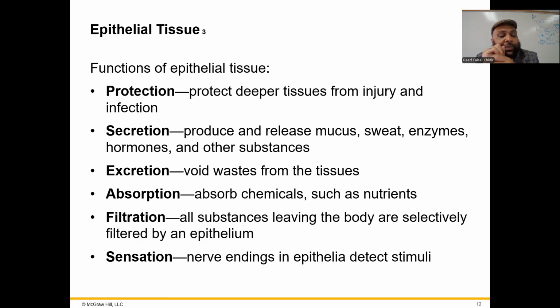So the epithelial tissue is also important for secretion. It produces and releases mucus, sweat, enzymes, hormones, and other substances.